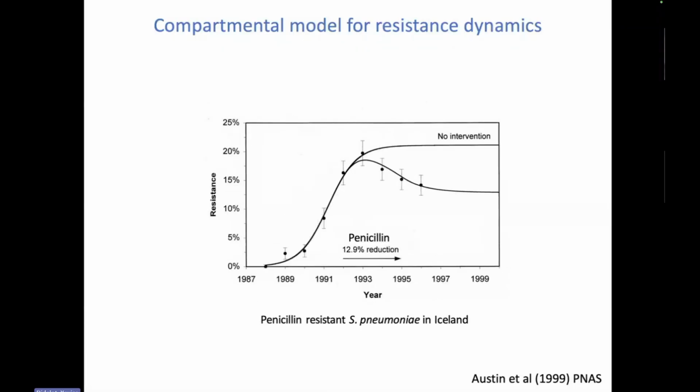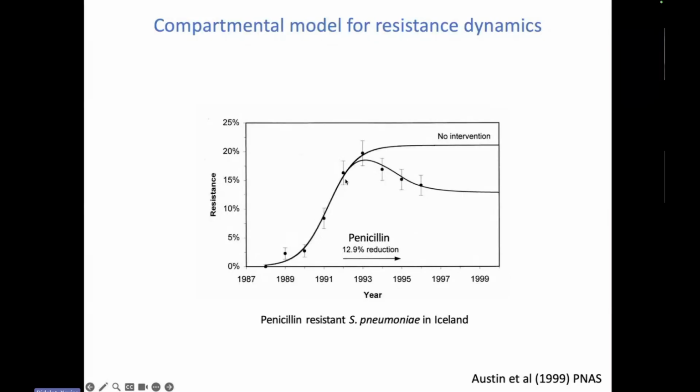But we also have situations like this one, looking at a slightly different data set, penicillin-resistant strep pneumo in Iceland, again from the same paper. What's interesting in this case is that there was actually a reduction in the use of penicillin between 1992 and 1995, apparently. And there was a reduction in the use of penicillin because there was so much resistance of strep pneumo starting to appear, and other bacteria as well.